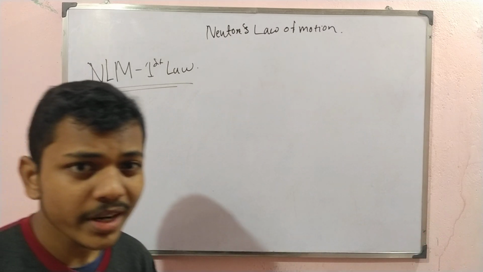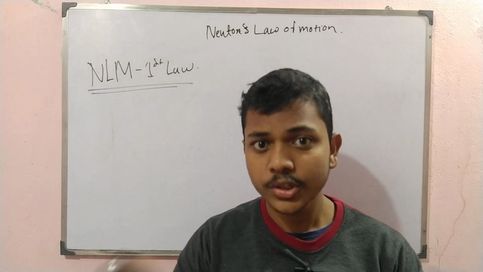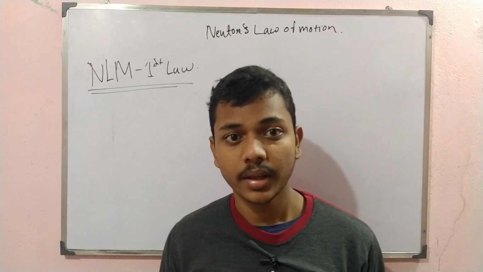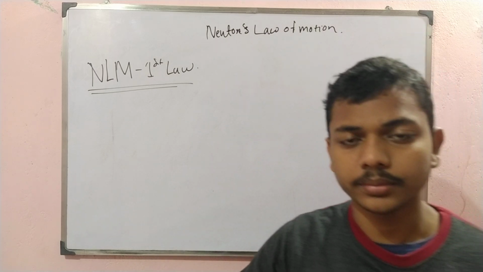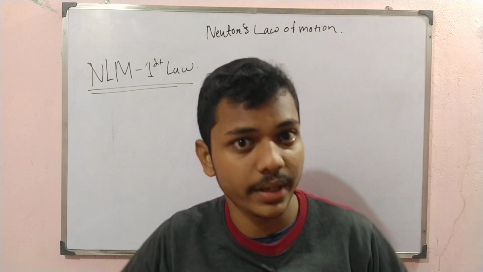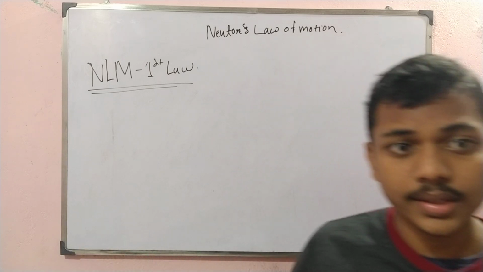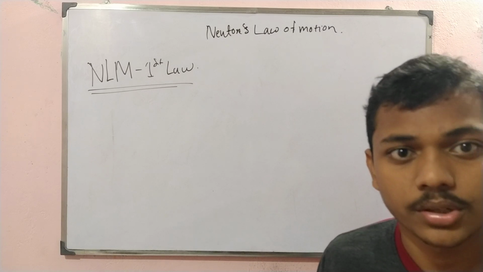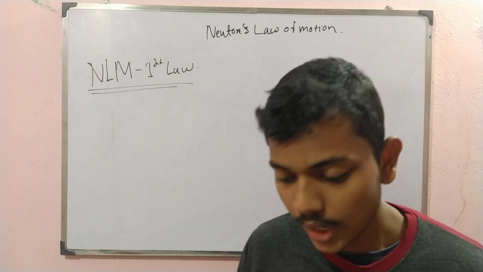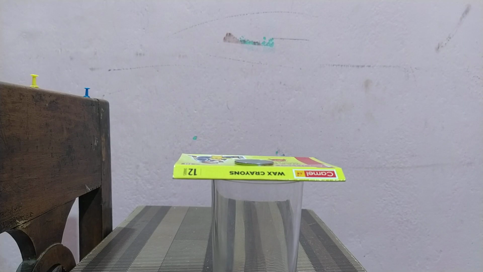Now we'll move on to some numericals of Newton's first law of motion, on how a body is in equilibrium. Newton's first law of motion speaks about inertia. Inertia is the property of matter by which a body does not change its state of rest or motion. So let's do some examples and an experiment about inertia.